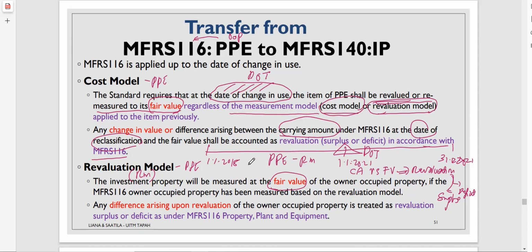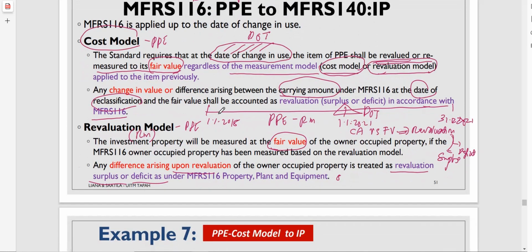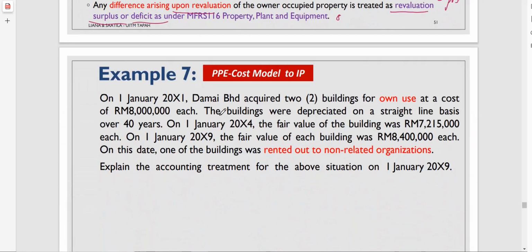So the fair value of the PPE would be the carrying amount of the IP. Any difference arising upon revaluation, if you use the revaluation model, of course, would be treated as surplus or deficit. However, even under the cost model, it is the same, as long as that is only on the date of transfer.